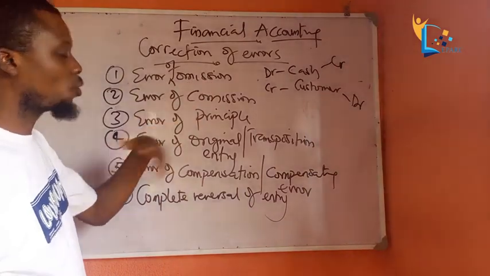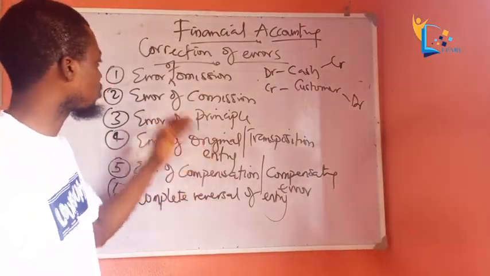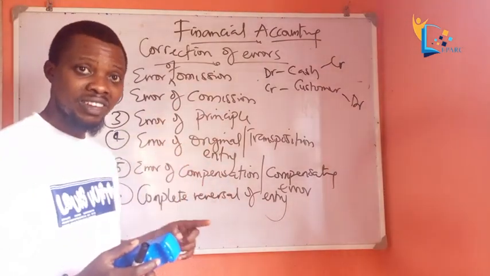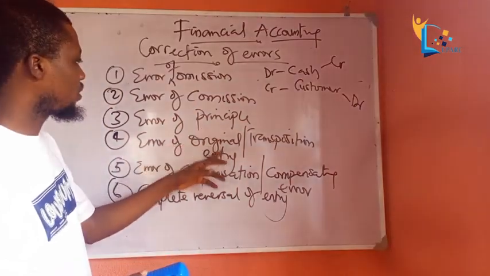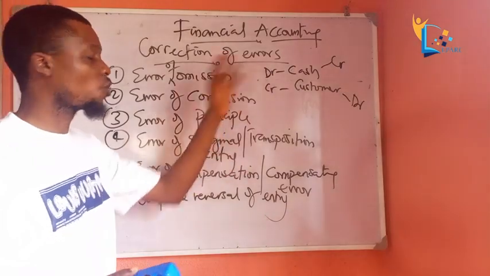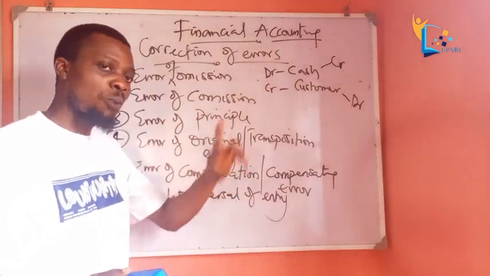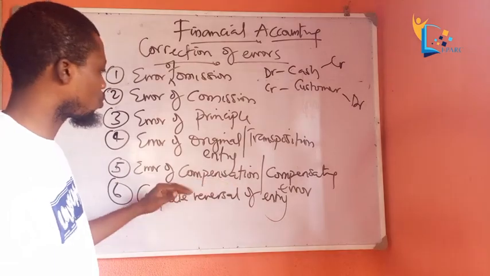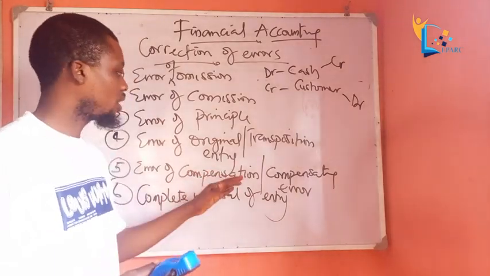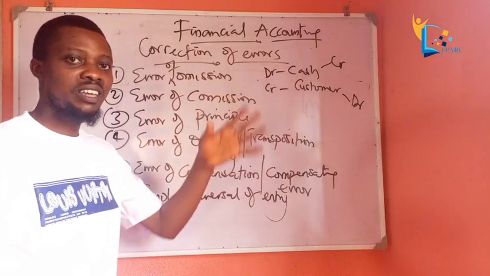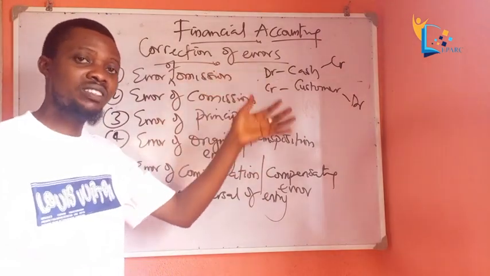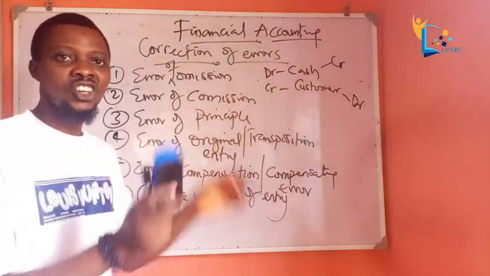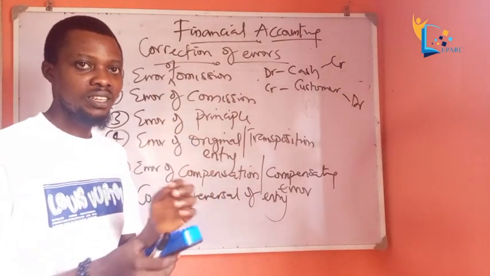Error of omission, when you omit completely from the books. Error of commission, if you enter the right amount in the wrong person's account. Error of original entry, you use the wrong amount, you transpose the figures and pass it like that from the beginning to the end. Then the compensating error, where you have one account that is overstated, and the other account overstated too, cancelling each other. Then the complete reversal of entry, when you interchange the entries completely.